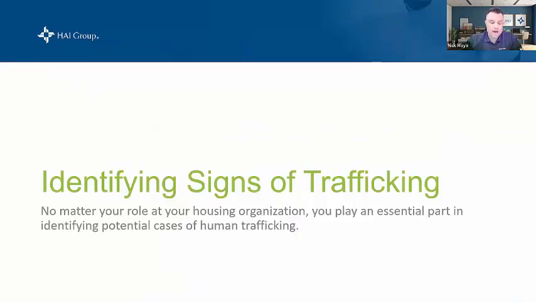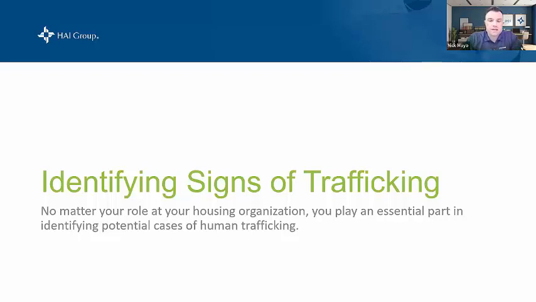So how can we as housing professionals identify signs of trafficking? No matter your role at your housing organization, you do play an essential part in identifying potential cases of human trafficking. It doesn't matter if you work in maintenance, administration, property management, or asset management. If your boots are on the ground within your housing authority, you know your properties, you know what looks normal, you know what looks out of place.